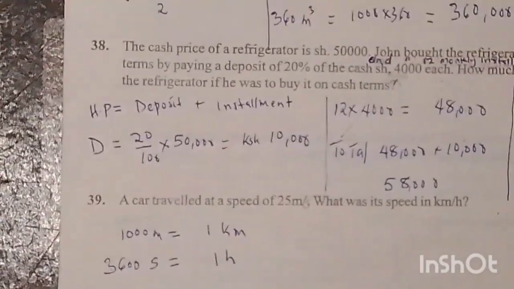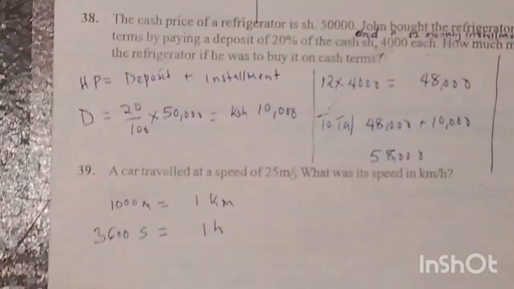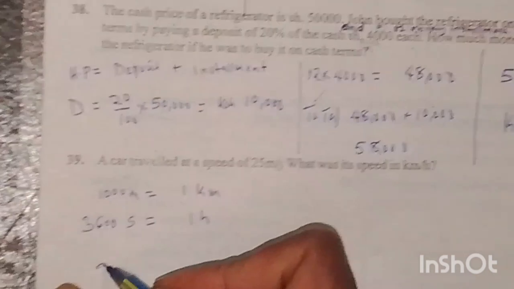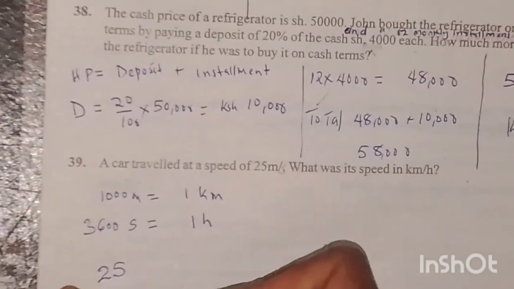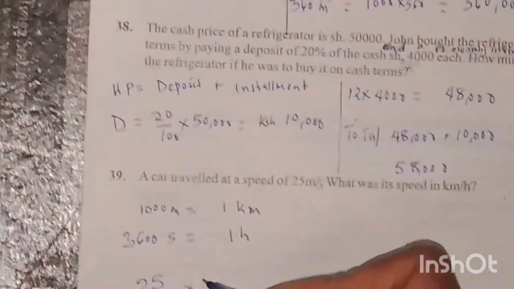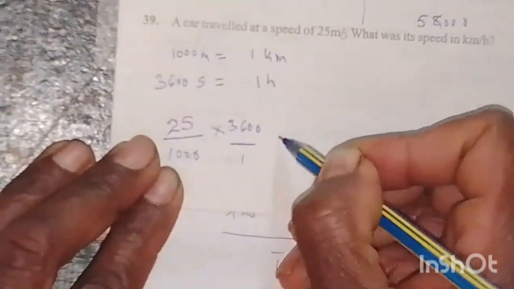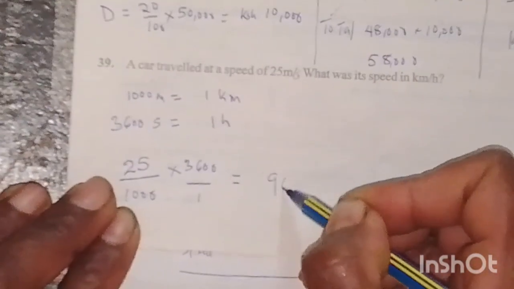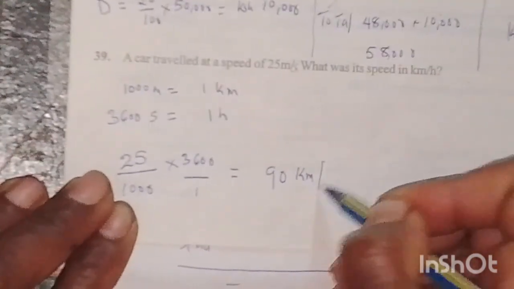Therefore, to convert this 25 meters per second, we take the amount that we have been given, 25, divide by 1,000, and multiply by 3,600 all over 1. And the solution to that is 90 kilometers per hour.